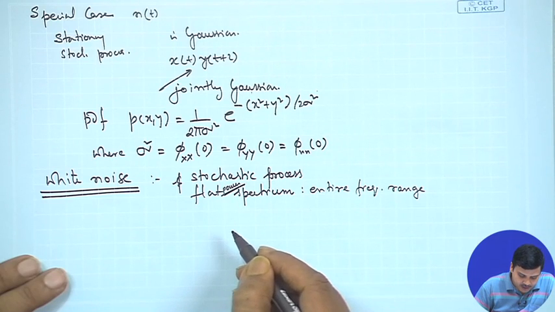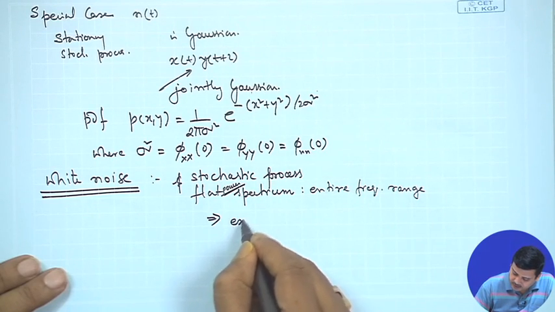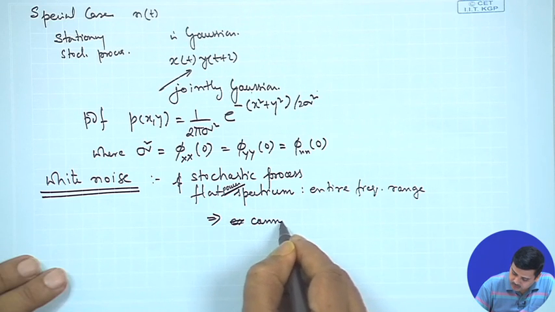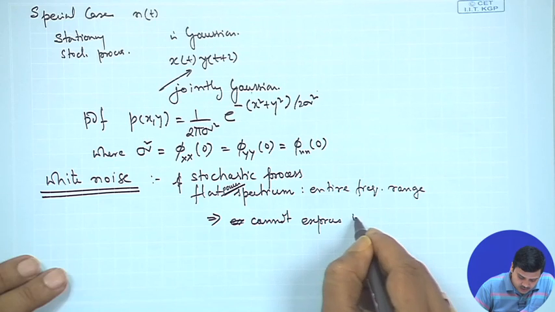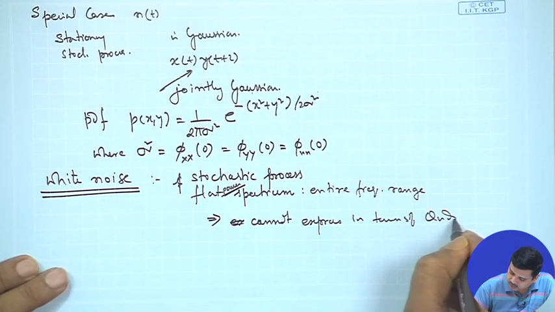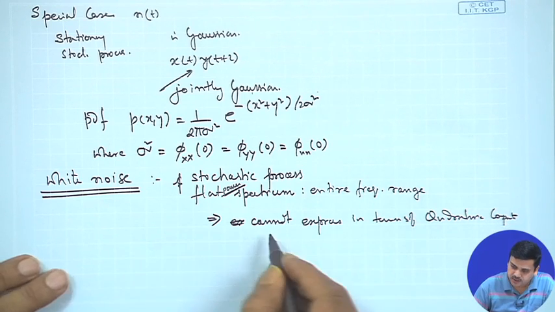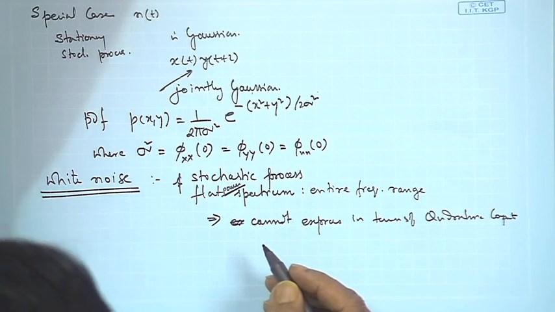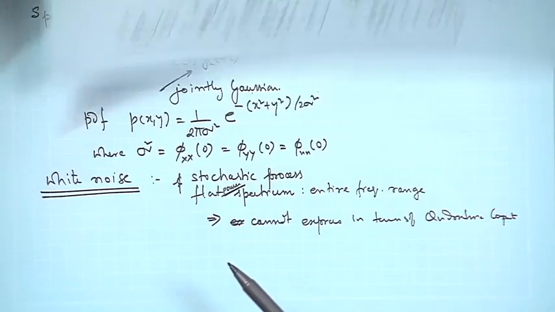Right, and so basically this condition would mean that you cannot express this in terms of quadrature components. So, we will not be able to express these in these terms, neither use these expressions.